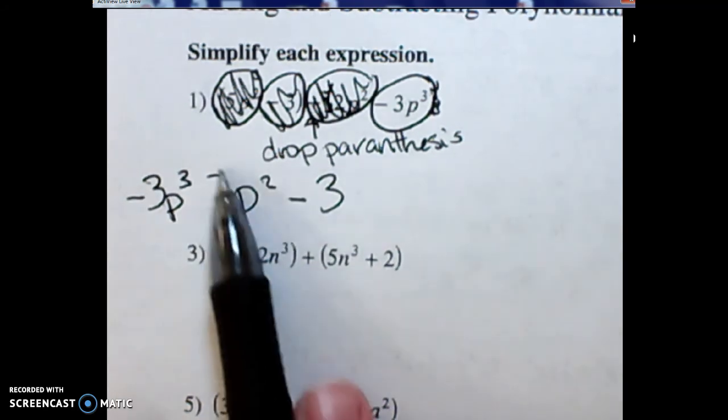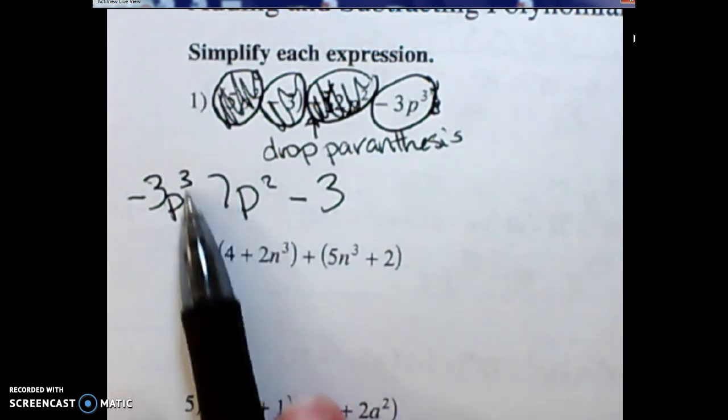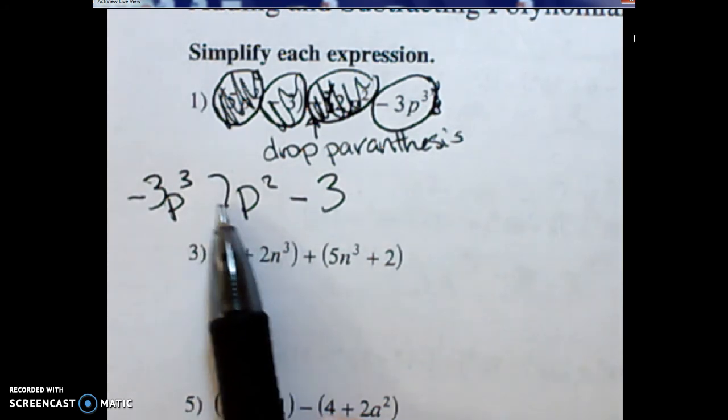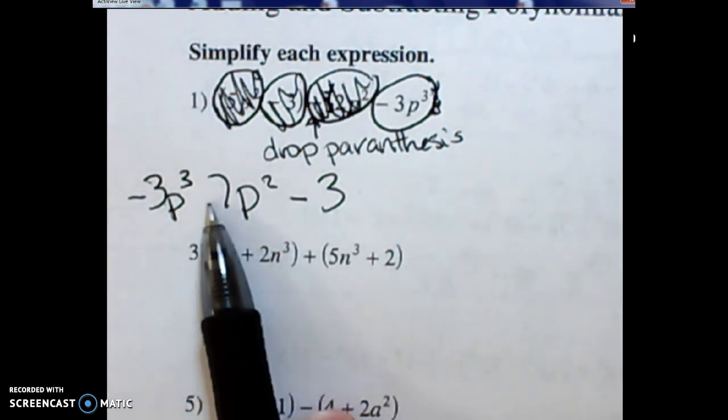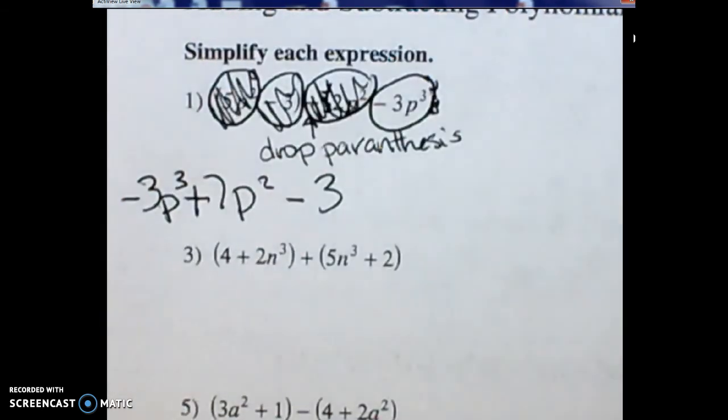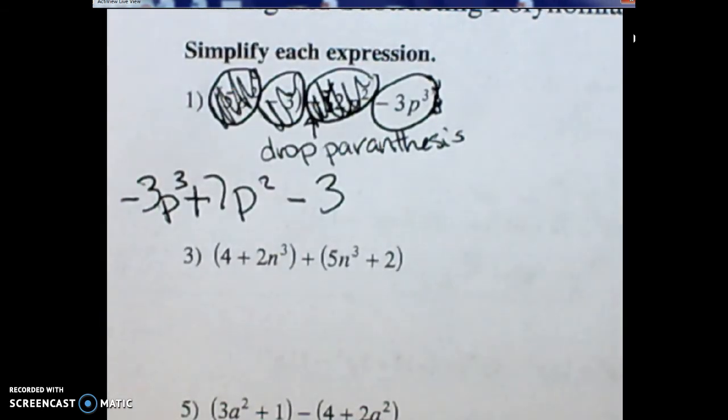And then I have to have some connecting piece. So if that 7p squared was that 7 positive or negative? Positive. So what little symbol do you think I should use to connect these? Adding a plus sign, that positive symbol. Okay? And that would be my simplified answer.